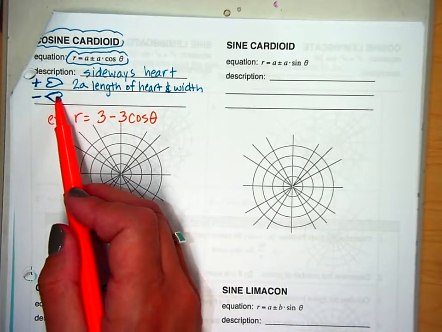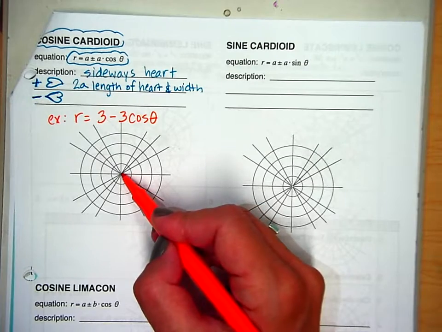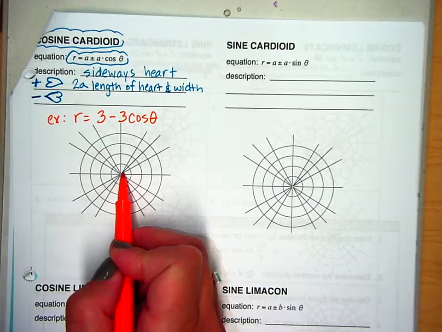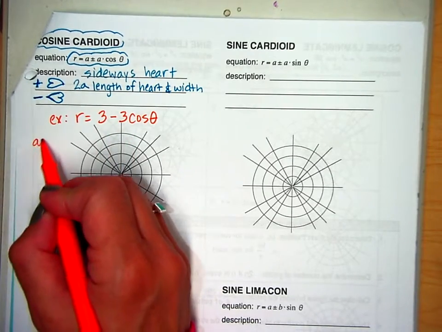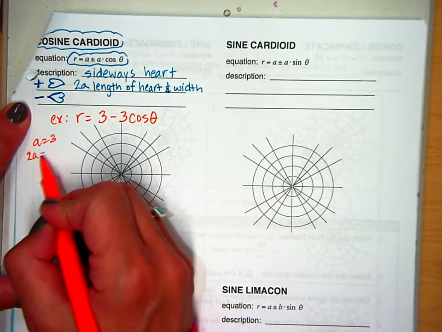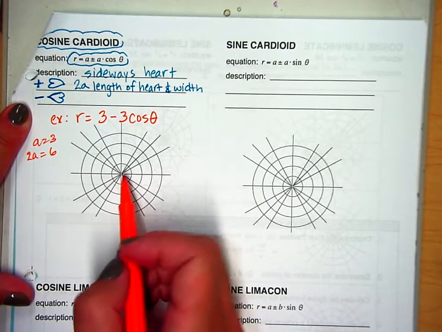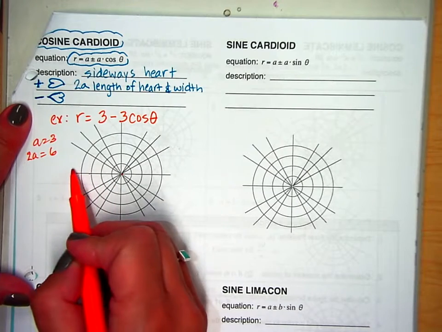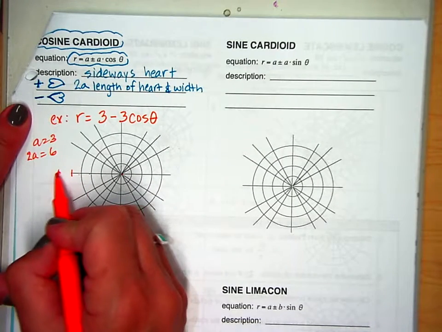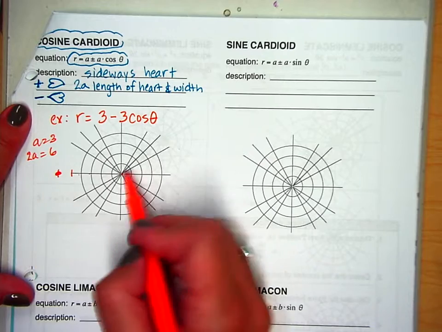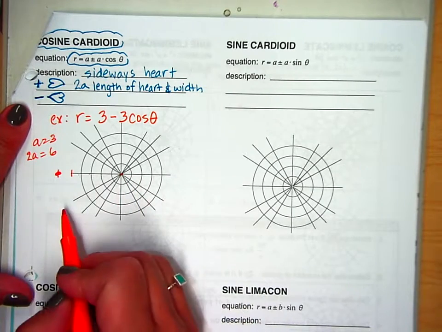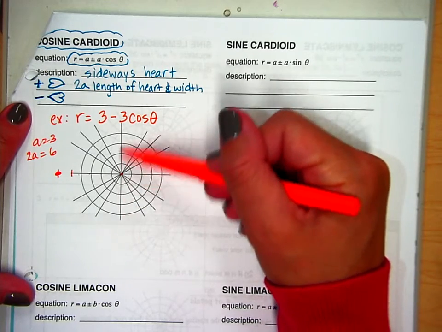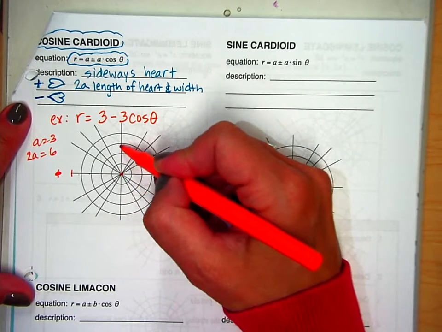Okay, so since I said that 2a is the length, what is 2a in this case? Since a equals 3, obviously 2a is 6. So I'm going to go 6 out to get that point. So I go from the pole, and I count 1, 2, 3, 4, 5, 6. That's where the point of my heart is going to be. It's 2a. To get the other sides, again, I have to get a total of 2a to get out here. And so I'm going to do 3 up and 3 down. So I go up a distance of 3, and I go down a distance of 3.